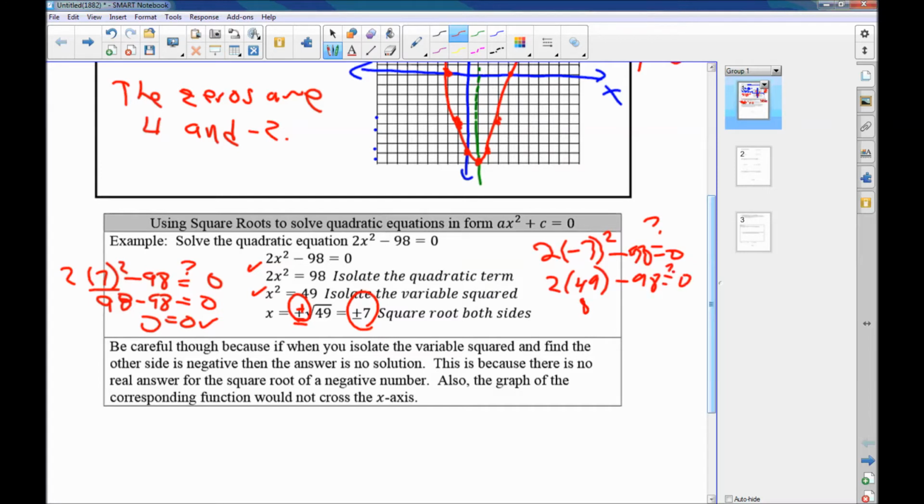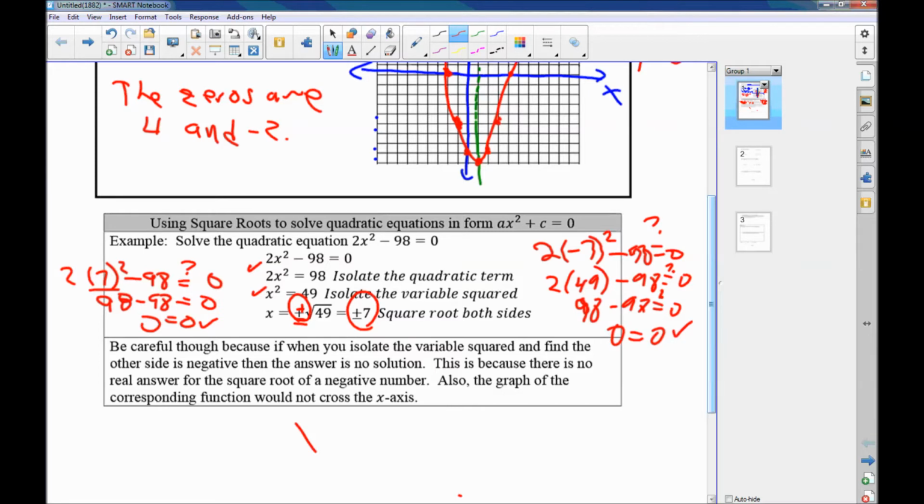98 minus 98 equals 0, so 0 does equal 0. It doesn't matter whether it's positive or negative, because when you square a positive number or you square its opposite, the negative number, you get the same thing.